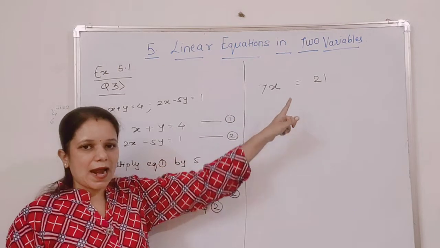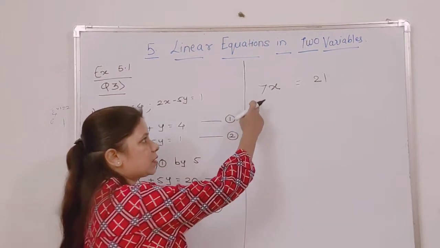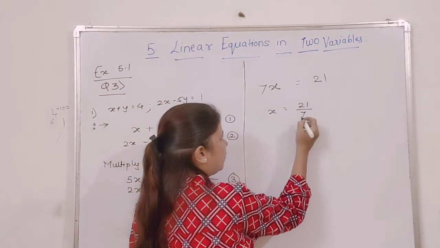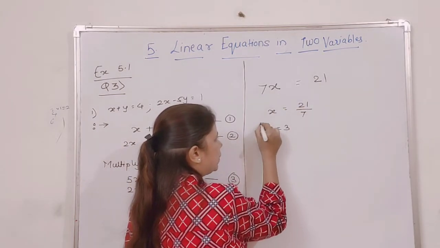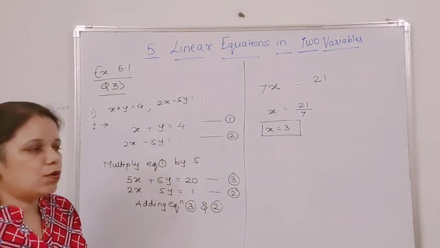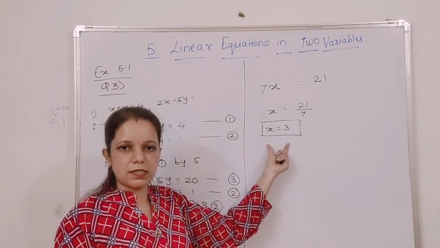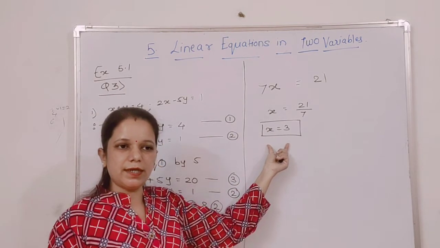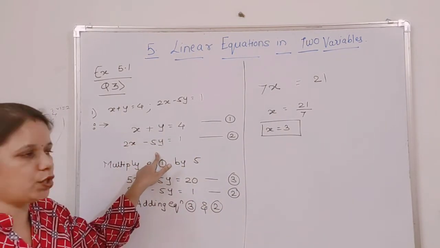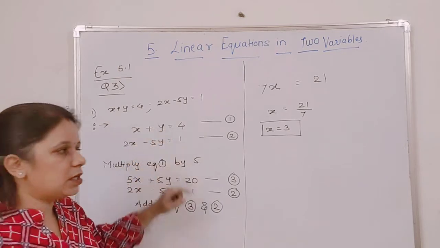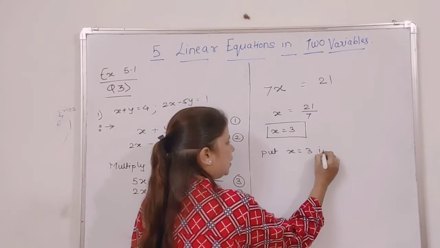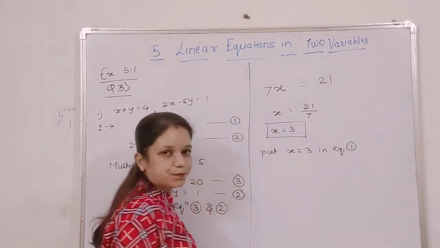Now, after adding 3 and 2, we get 7x equal to 21. So, x is equal to 21 divided by 7. So, x is equal to 3. We will just box this value. Now, this value of x, we will substitute in the original equation 1 or 2, whichever is convenient to you. Equation 1 is quite easy. So, here I will say put x is equal to 3 in equation 1.